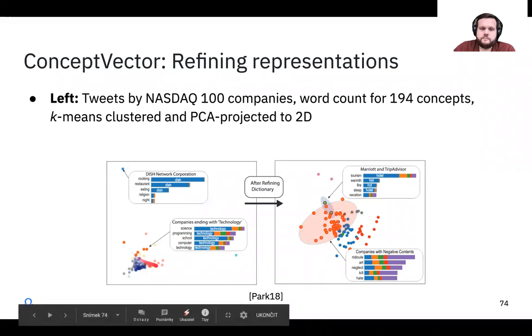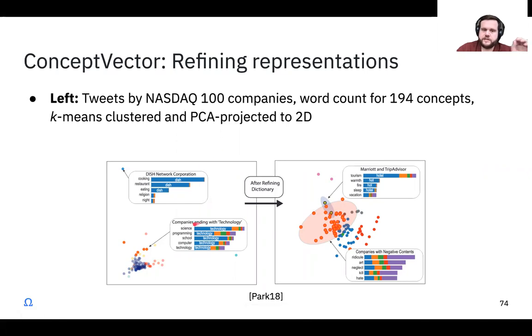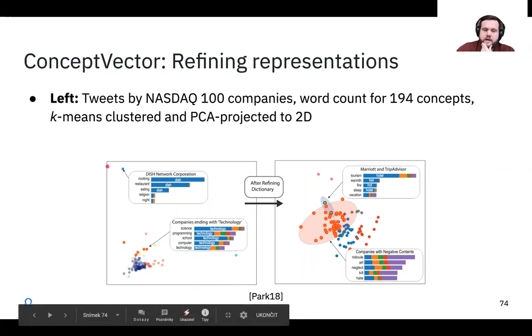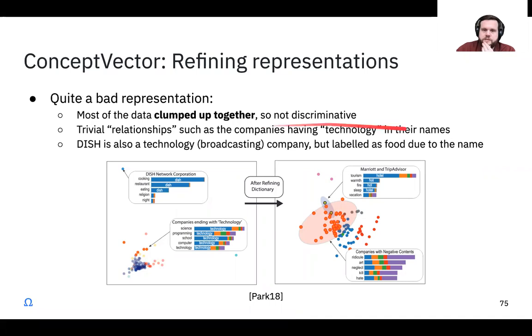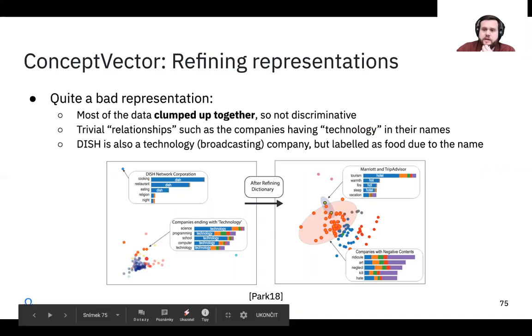So if you do this just by automatically extracting the topics, and you just project everything, then you will end up with something like this. You're going to have a huge cluster here, and a couple of outliers around that, which is not ideal, right? Because it's not discriminative. If everything is one cluster, then it's a bad representation like this.